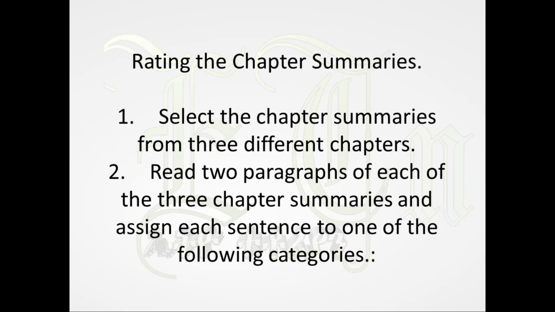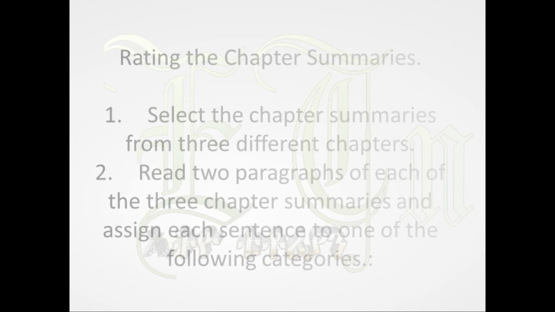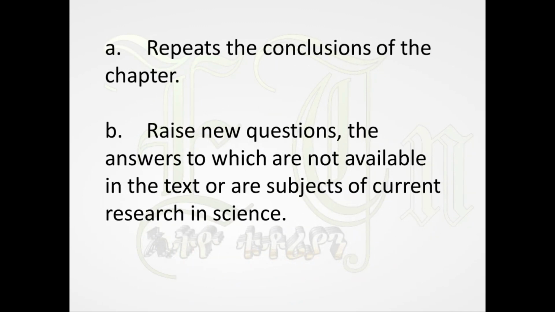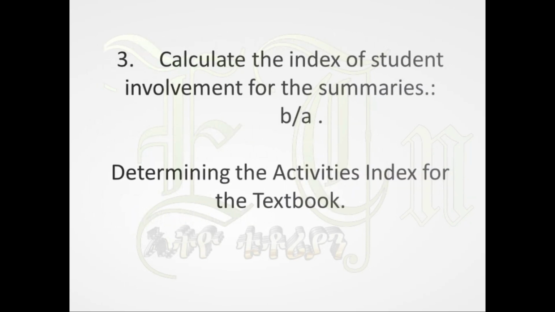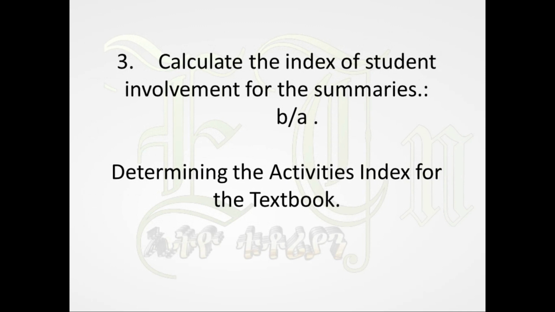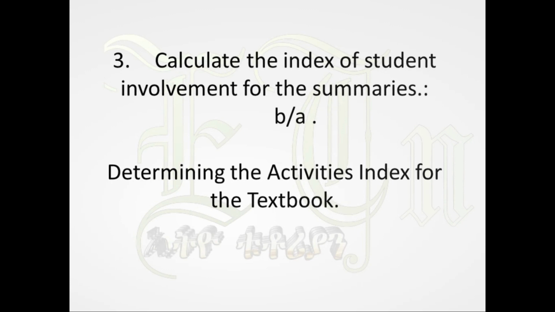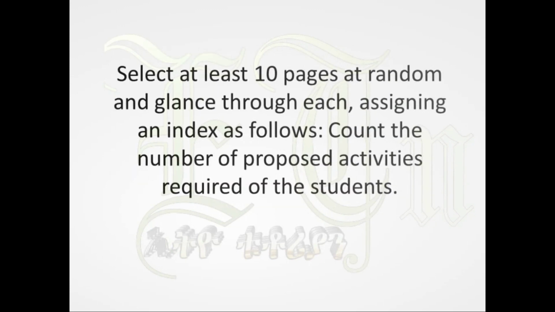2. Read 2 paragraphs of each of the 3 chapter summaries and assign each sentence to one of the following categories. A. Repeats the conclusions of the chapter. B. Raises new questions, the answers to which are not available in the text, or are subjects of current research in science. 3. Calculate the index of student involvement for the summaries: B/A.